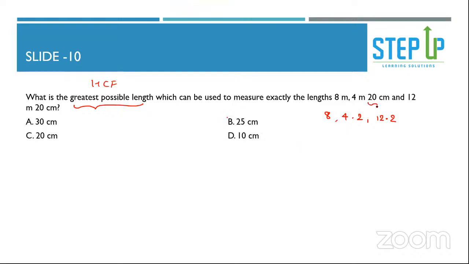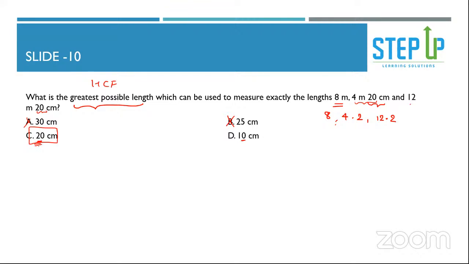I cannot measure this 20 centimeter, so this cannot be my answer. 30 centimeter, again, I cannot measure this 20 centimeter. My answer will be either 20 or 10. Now which one? With the help of 20 centimeter, can I measure 8 meter? Yes. With the help of 20 centimeter, can I measure 4.2? Yes. And even 12.2? Yes, we can do that. So the answer is 20 centimeter. Look, the logic here.